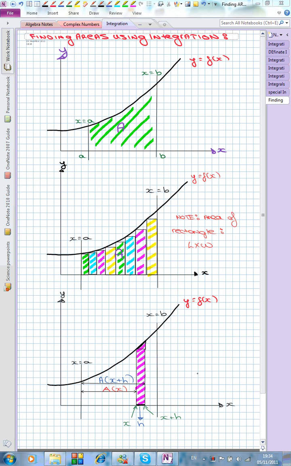Hello and welcome to today's tutorial on finding areas using integration. In this section we will show how integration can be used to find the area, big A, between a curve y is equal to f(x) and the x-axis from x is equal to a to x is equal to b, as shown by the shaded area in the diagram here.